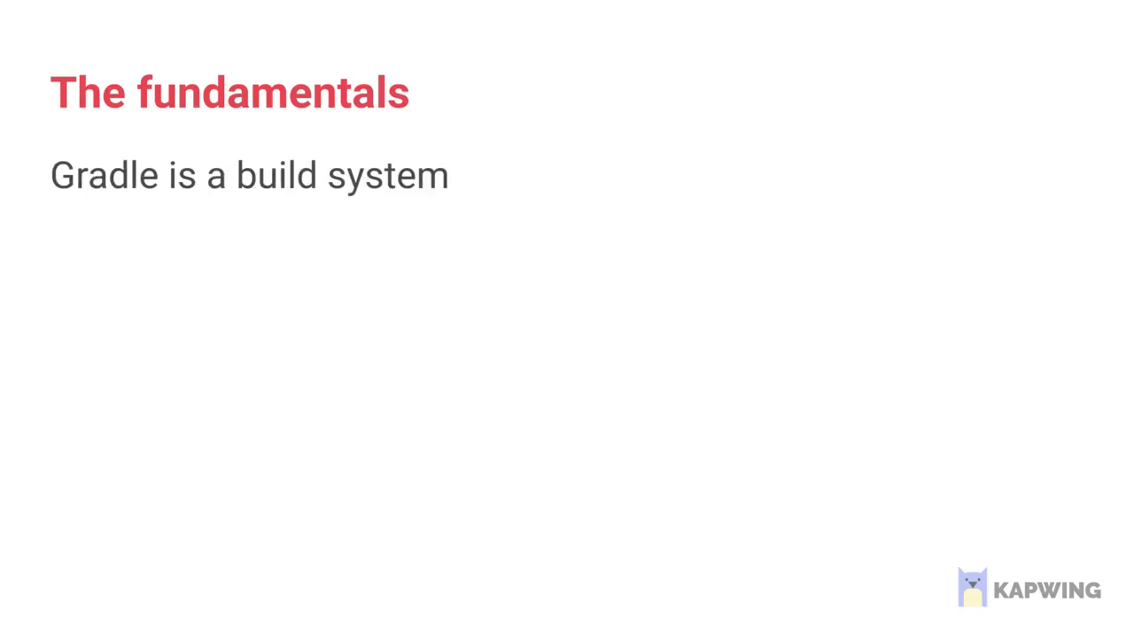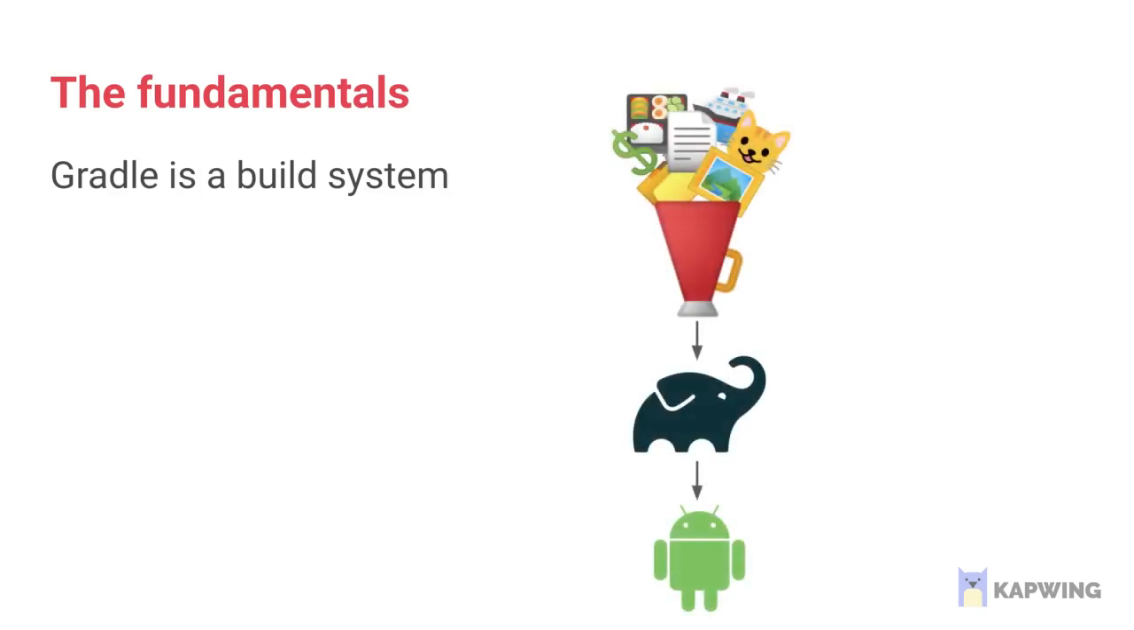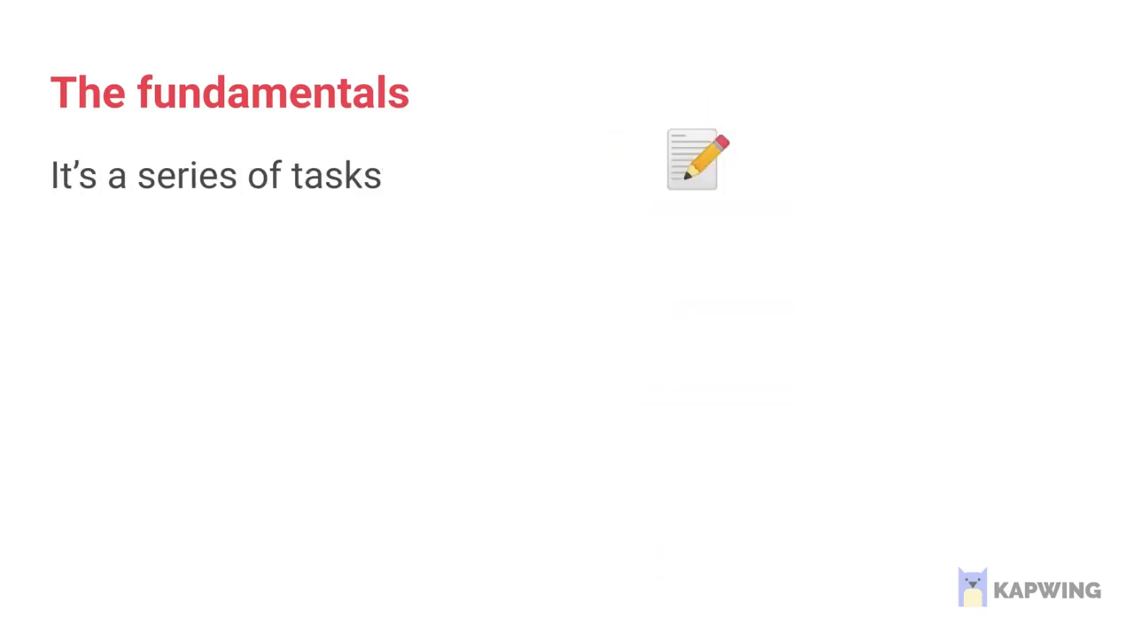Gradle is a build system. That means it takes a bunch of code and other stuff and turns it into a runnable app. The way it does this is through a series of tasks. A Gradle task is just a unit of work. For example, that could be, take this source code and compile it, or take these images and compress them, or take these Android manifest files and stitch them all together.